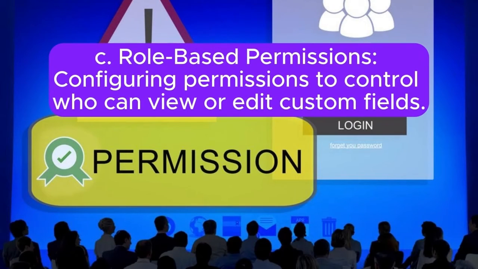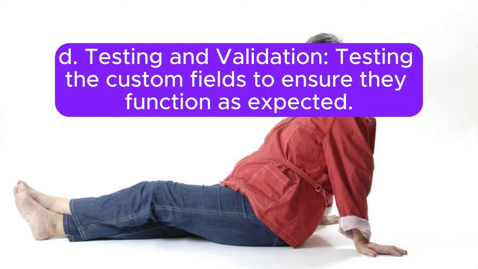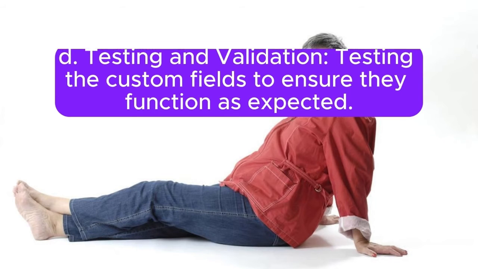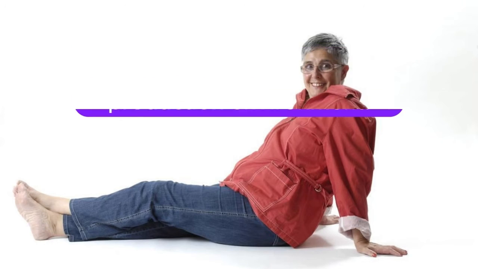C. Role-based permissions, configuring permissions to control who can view or edit custom fields. D. Testing and validation, testing the custom fields to ensure they function as expected. E. Deployment, deploying the custom fields for use in the production environment.